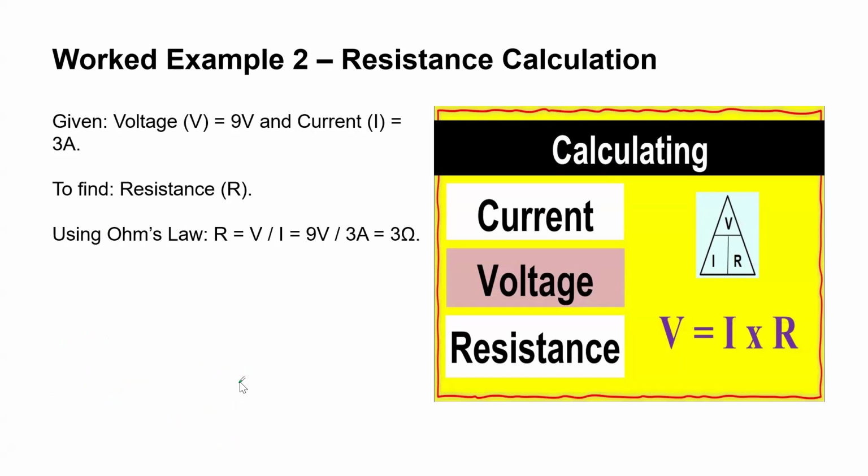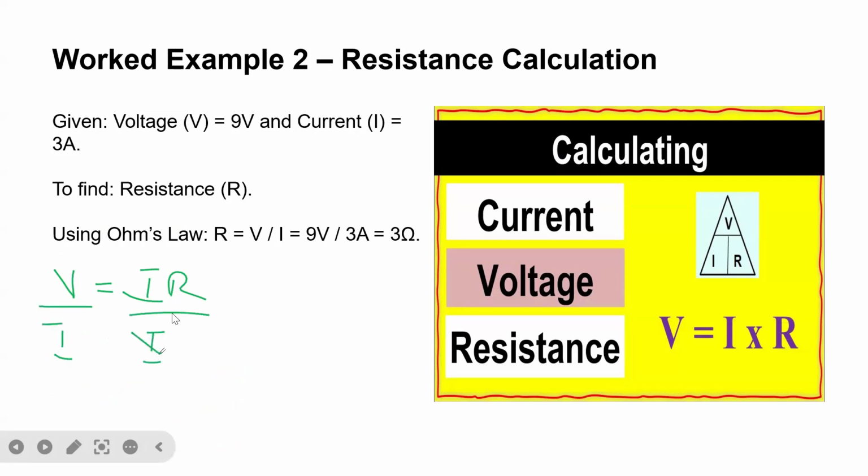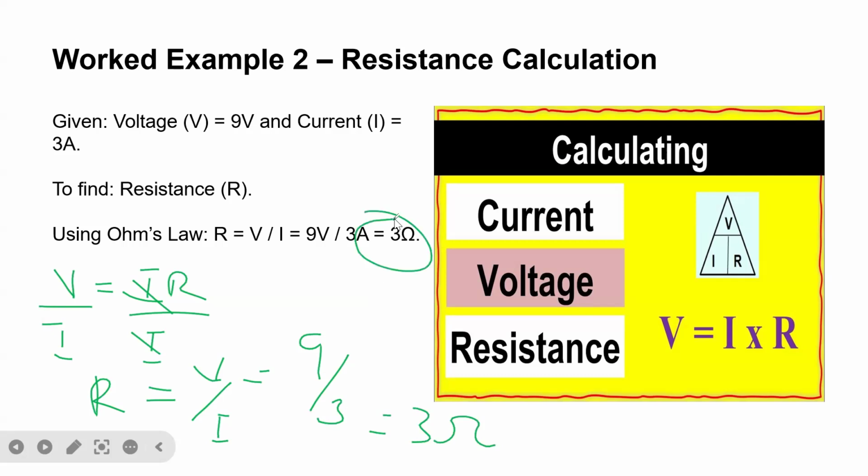So now, another worked example, calculation of resistance. Here we have a voltage of 9 volts and a current of 3 amperes. We are to find the resistance. Of course, with the same formula, V is equal to IR, and what we are going to calculate here is resistance. So we can make R the subject of the formula. This will cancel this. Then we now have R is equal to V all over I. The V is 9 and the I is 3. So this will give us 3 ohms. That's why here we have 3 ohms.